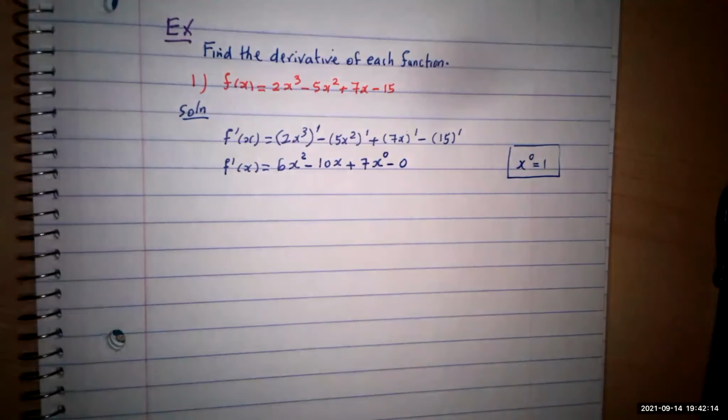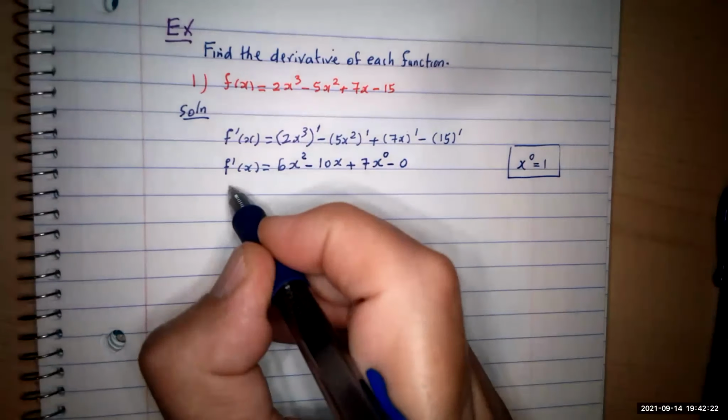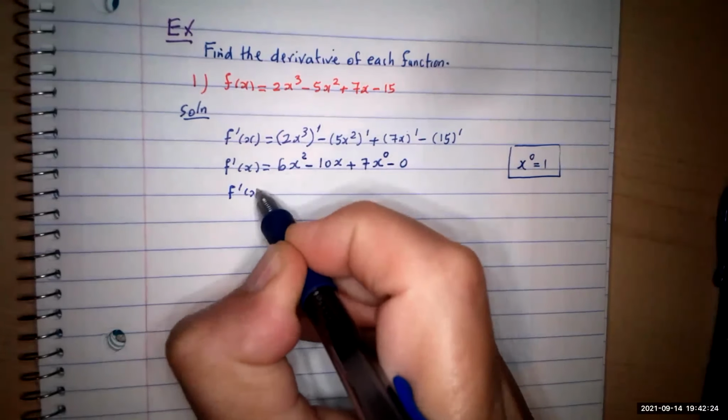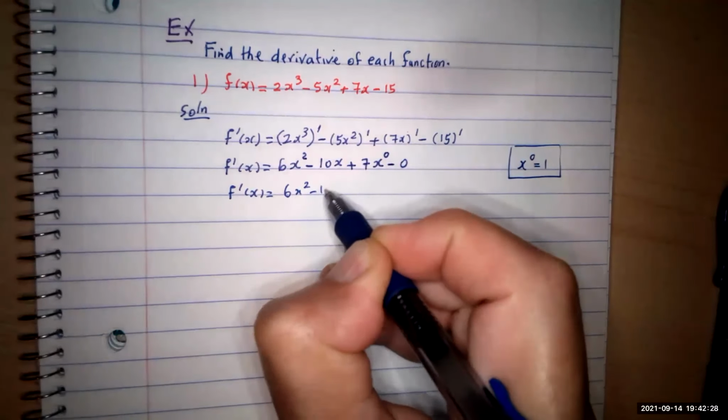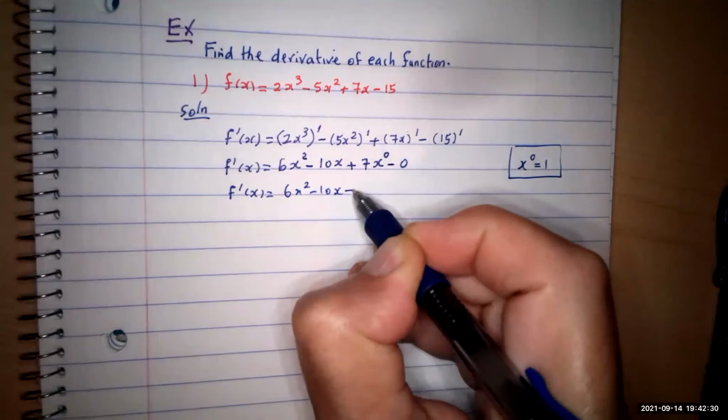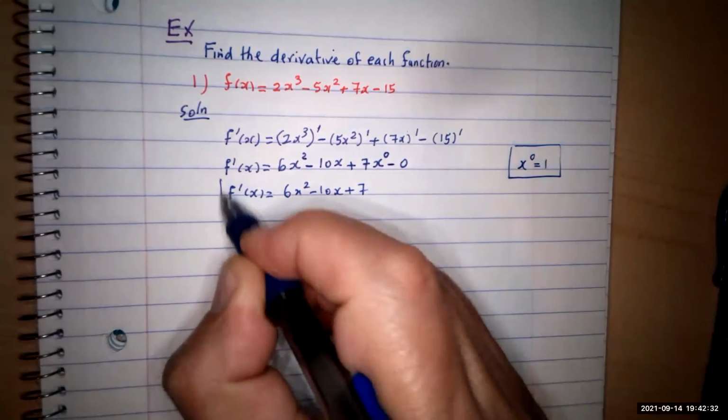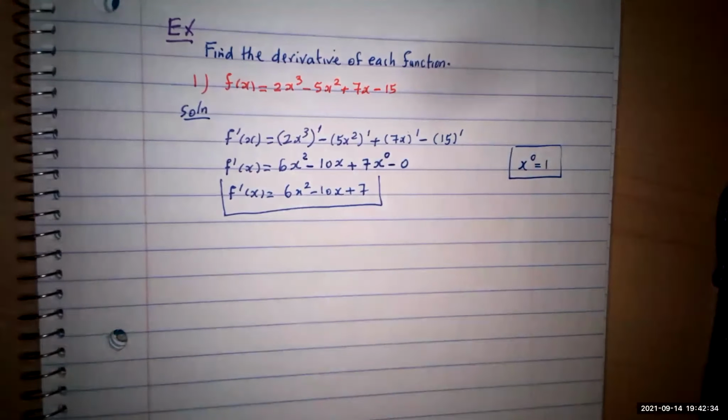Okay, we talk about it. A constant function, y equal to 15, is a horizontal line, so the slope is going to be equal to 0. x to the 0 is 1, so this is it. f prime of x is equal to 6x squared minus 10x plus 7. The final answer. This is how you are going to write it down for us, okay?